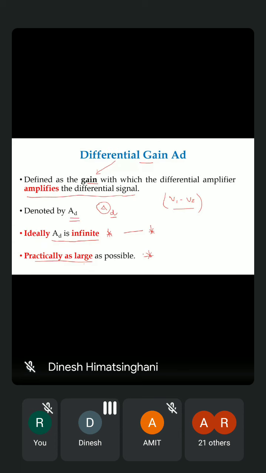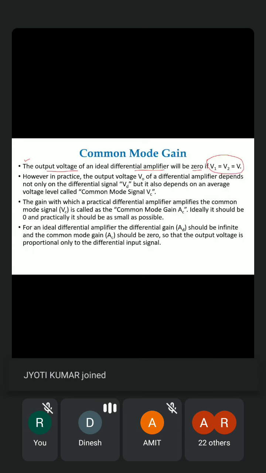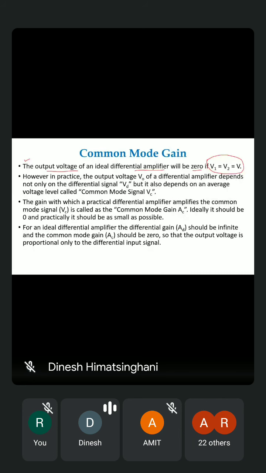Now we are going to come to another term called common mode gain. The first point is very clear to you. When will the output of an ideal differential amplifier be 0? Only when V1 is equal to V2. We spoke about differential gain; now we are going to talk about common mode gain. The output of an ideal differential amplifier is 0 if V1 is equal to V2 is equal to V.